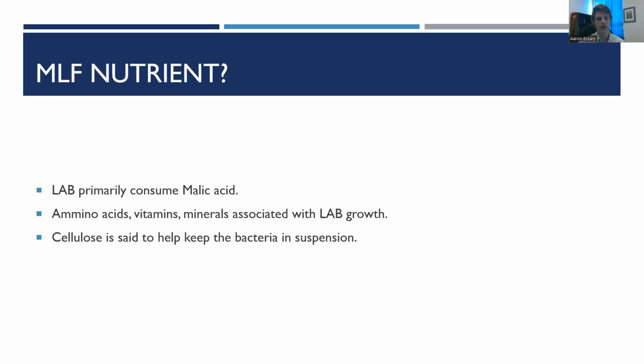Okay, so nutrient. Here we go. Malolactic fermentation nutrient. LAB primarily consume malic acid. That's the idea. These bacteria consume malic acid. Now, there's also amino acids, vitamins, and minerals that the lactic acid bacteria need as well for growth. And maybe they get some of this through leaves, as Dan was asking. So leaves can provide some minerals, can provide some vitamins. Ultimately, they consume malic acid, really.